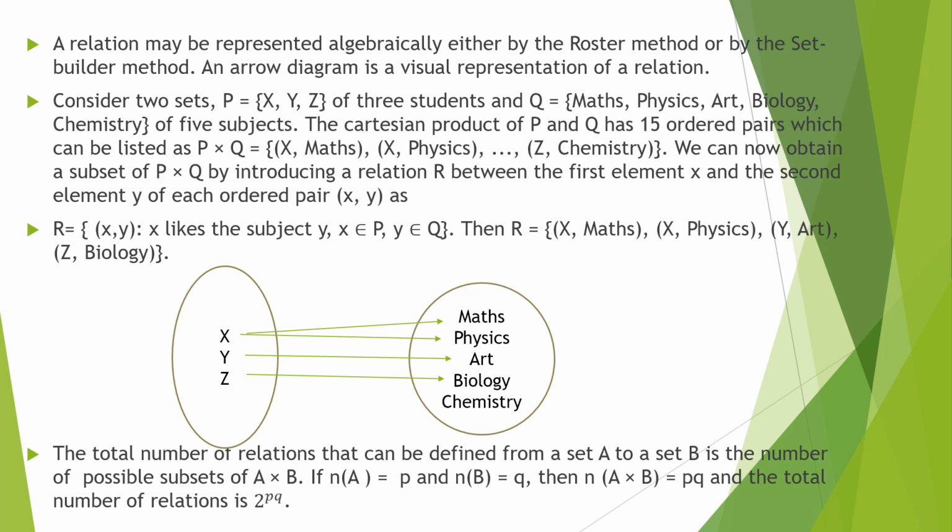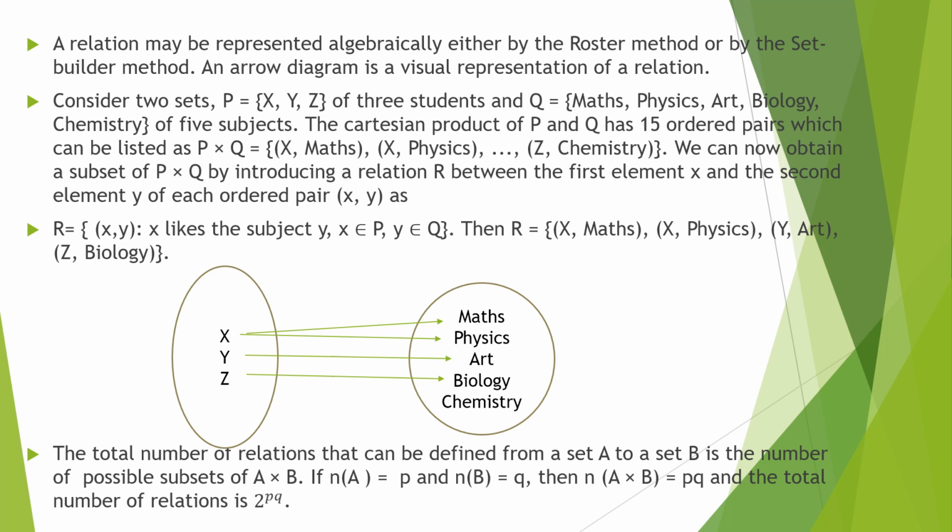So suppose the relation R is the set of all ordered pairs (x, y) so that x likes the subject y. Suppose R is given by: X likes maths, X likes physics, Y likes art and Z likes biology. Then you can have the visual representation as given below. X likes maths and physics, Y likes art, Z likes biology. And of all the 3 students, nobody likes chemistry.